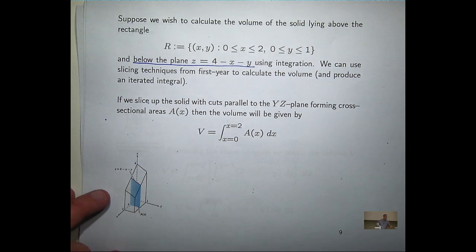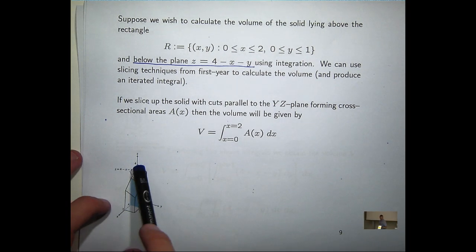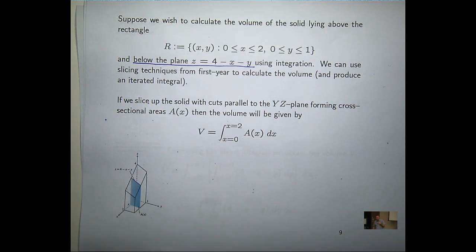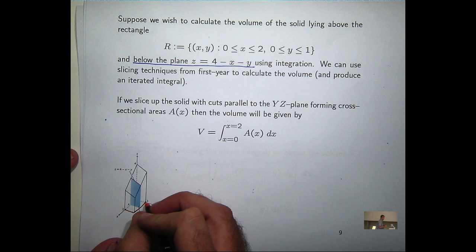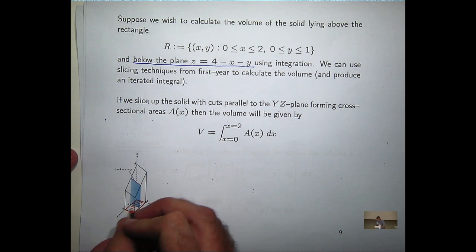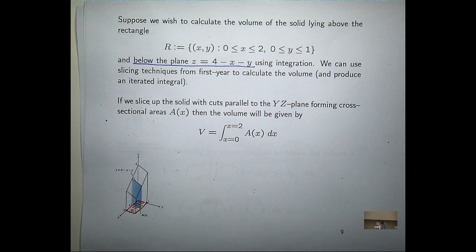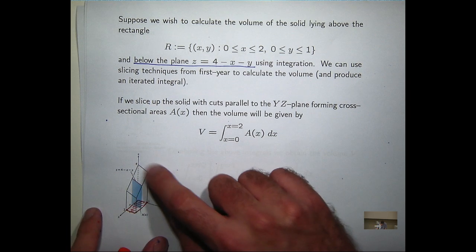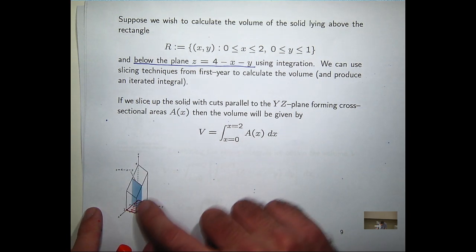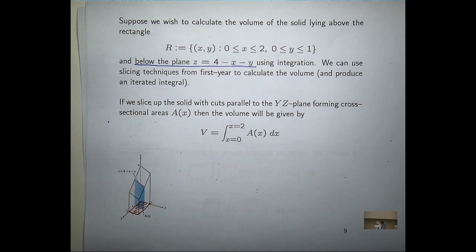I know it's very hard to see, but here you've got your little rectangle lying in the xy plane. You've got some plane, that's your z equals 4 minus x minus y. Here, that's the bit that lies above that little rectangle. And you want to calculate the volume that lies above the shaded rectangle down the bottom and below the plane.